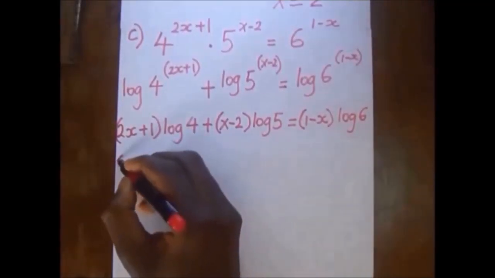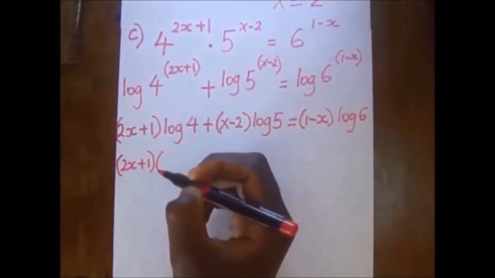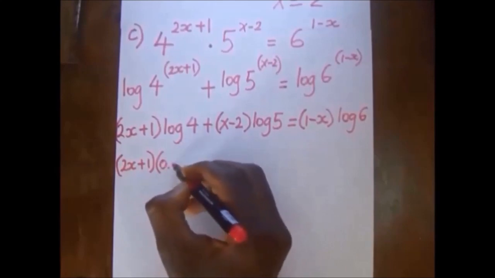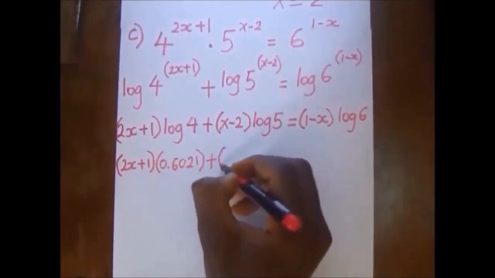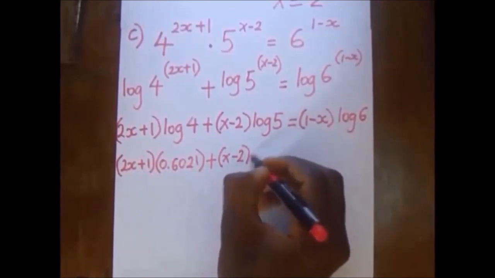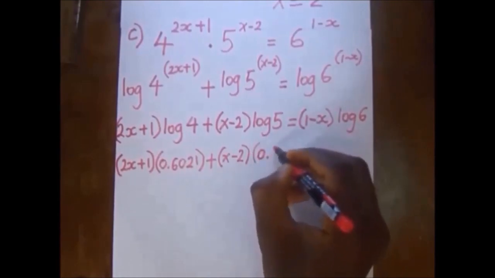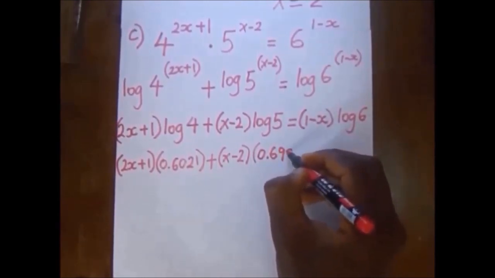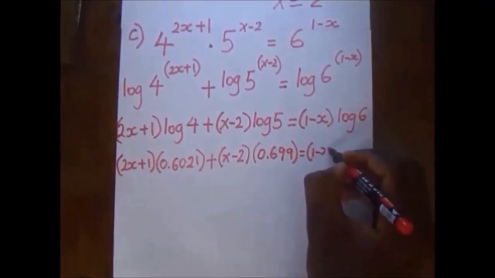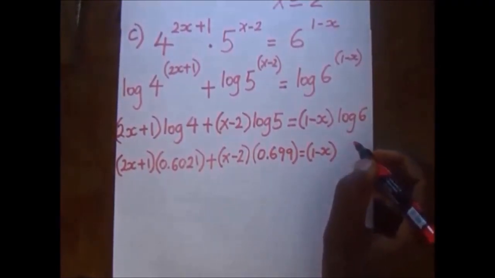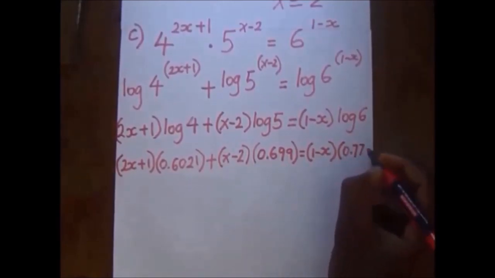2x times that, this is going to become 2x plus 1. What is the log of 4? When we punch that in our calculator, we get 0.6021 plus x minus 2 times the log of 5. What's the log of 5? The log of 5 is 0.699. Is going to be equal to 1 minus x times the log of 6, which is 0.778.